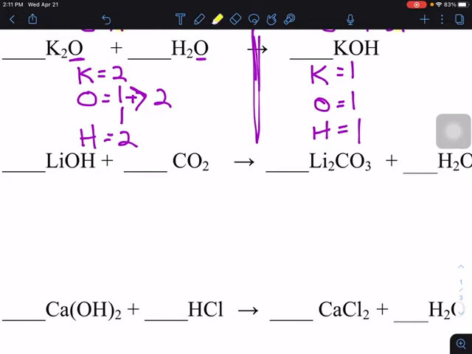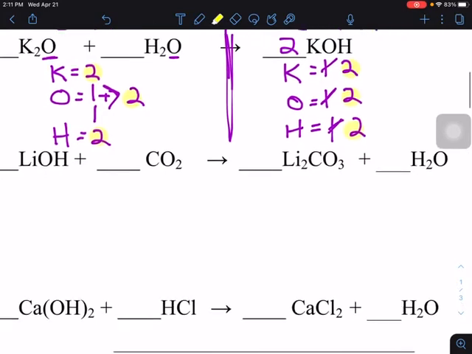Let's check them. Are they balanced? We've got 2 potassiums on the left and only 1 on the right. That means we're going to have to add a 2 subscript to get more potassium. But then that 2 is also multiplied by the O, which gives us 2 oxygen, and the 2 is multiplied by the hydrogen. So now we have 2 of each one of them. Let's check to see if we're balanced. We've got 2 potassium on the left, 2 on the right, 2 oxygen left, 2 oxygen right, 2 hydrogen left, 2 hydrogen right. That is balanced.